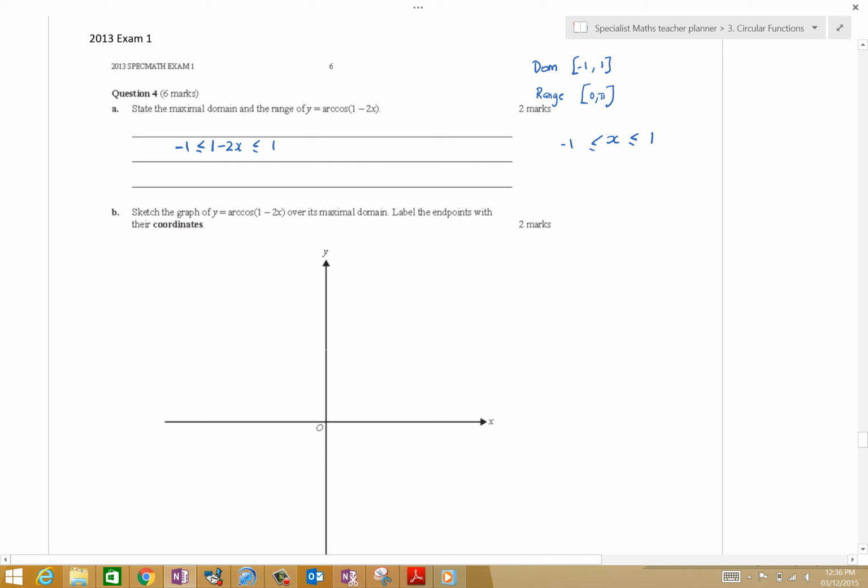I'm going to subtract 1 from both sides, which is going to give me -2x, 0. And then I'm going to divide both sides by -2.